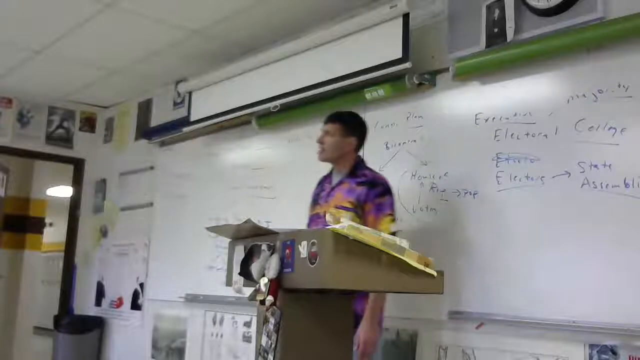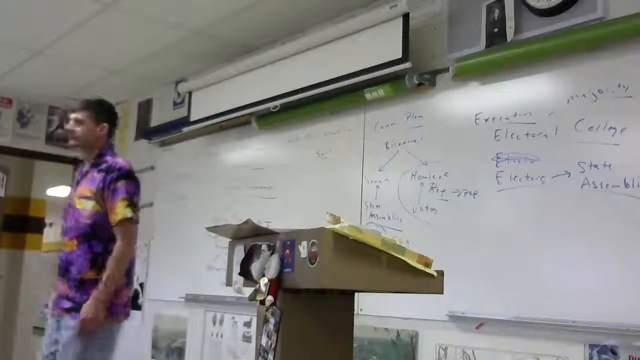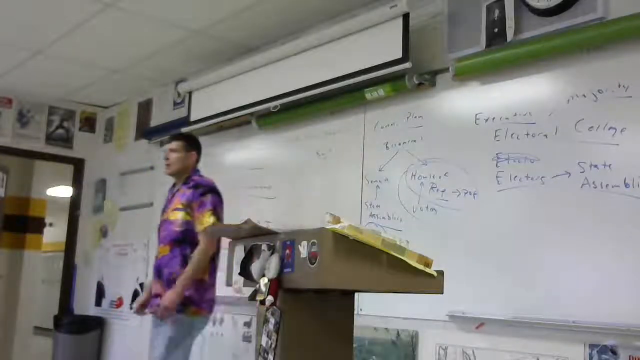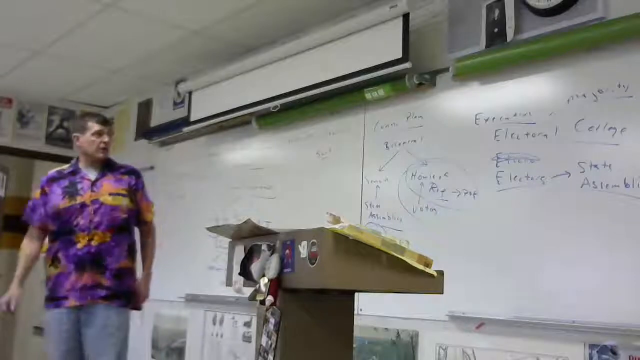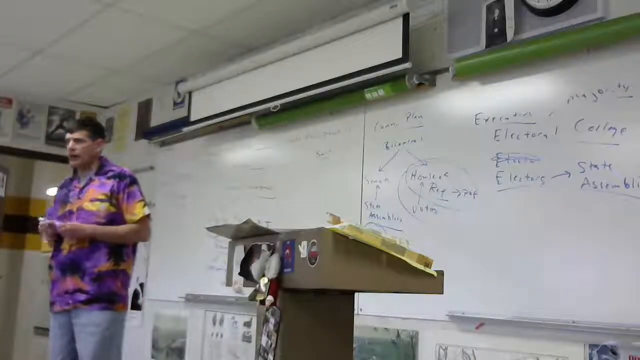If nobody has a majority, where does it go? It goes to the House. That's what Madison thought all the elections would do. Madison just assumed all the elections would go to the House. He thought the Electoral College would die away.